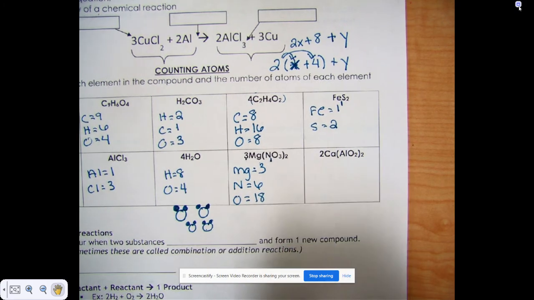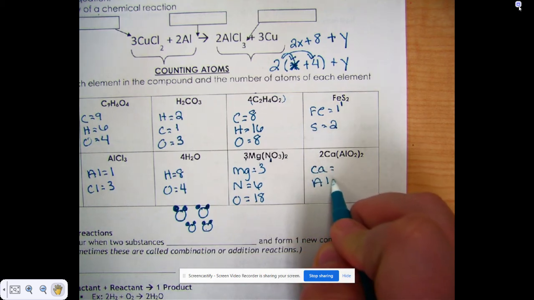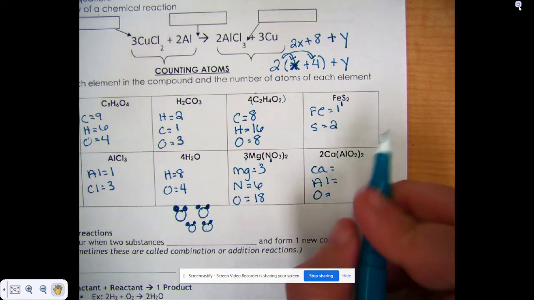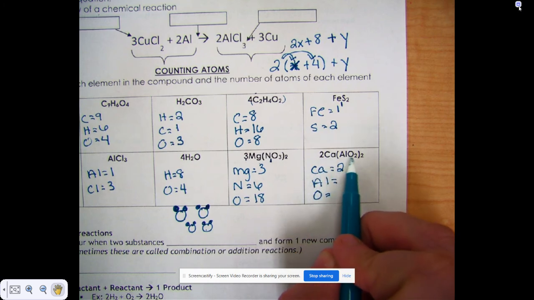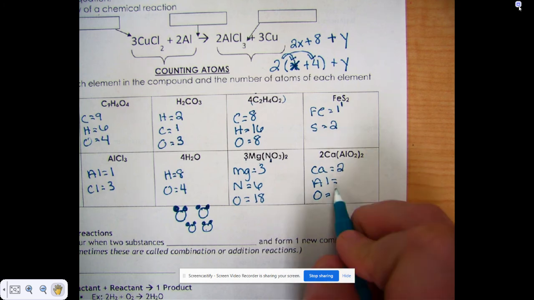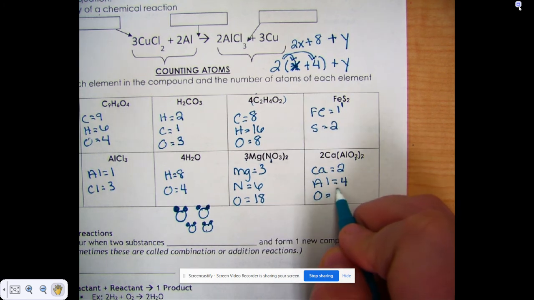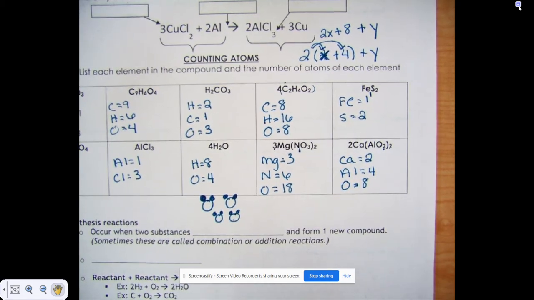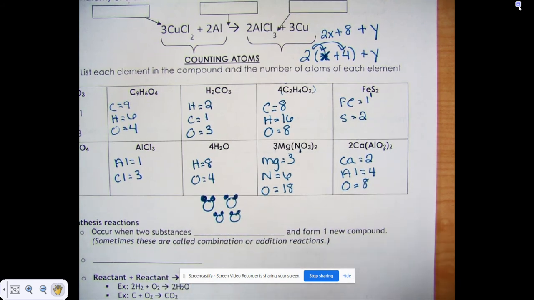All right, let's do the next one. Same concept. C-A, A-L, and O. 2 times, there's an invisible 1 there, gives me 2. 2 times, well, I'm sorry, 2 times the invisible 1 gives me 2. Times 2 will give me 4. 2 times 2 gives me 4. Times 2 gives me 8. Okay, and that's the basic part of counting atoms. You have to be able to count atoms in order to balance equations.